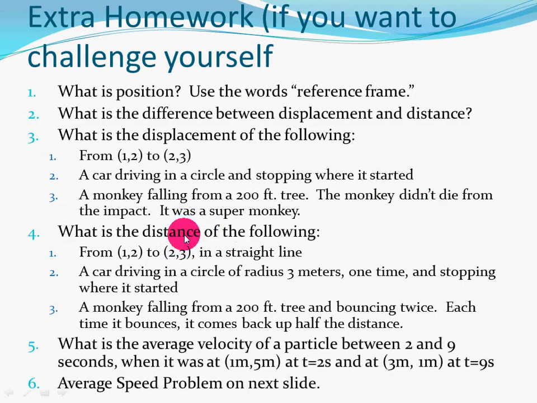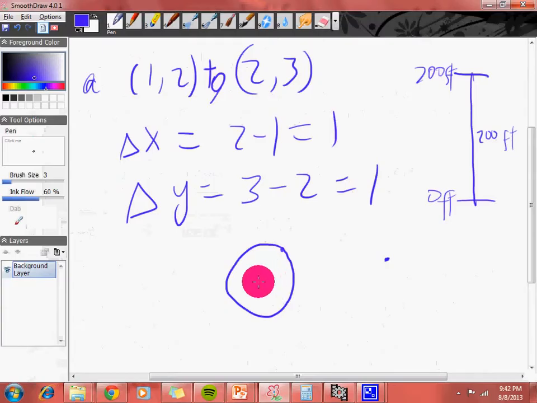Now we're trying to find the distance of the following. So let's say we try and find the distance from here to here. I have to give a specification. If I'm saying that I'm going from here to here, I have to say how. In this case, in a straight line. The thing is, when you start at (1, 2) and you end up at (2, 3), right here, you could have gotten there in many ways. You could have gotten there straight. You could have gotten there this way.